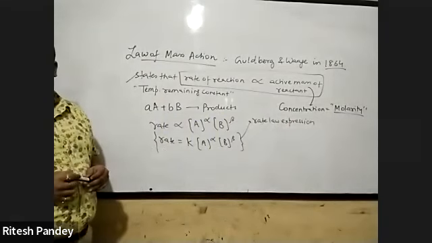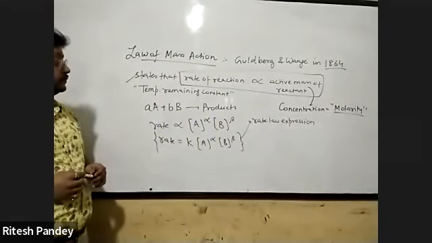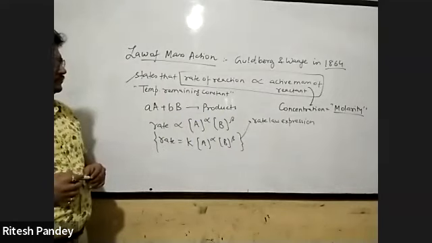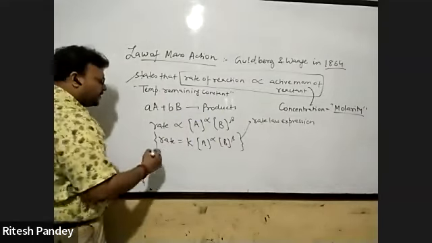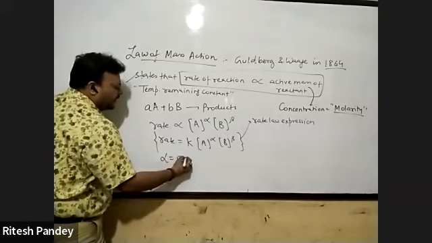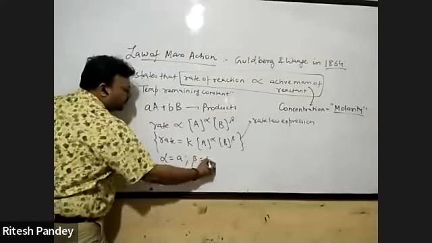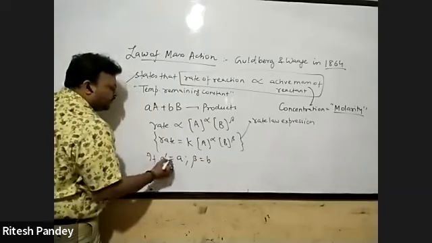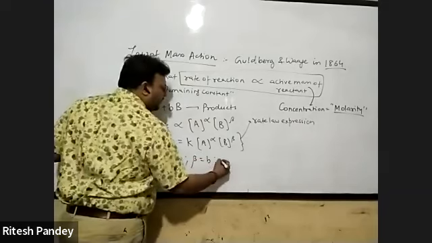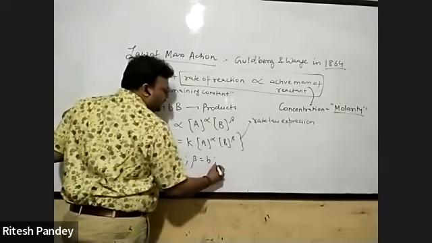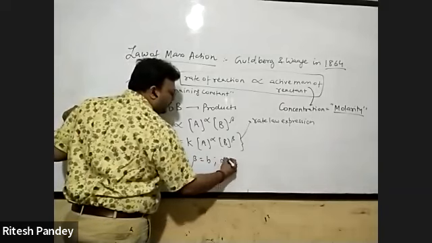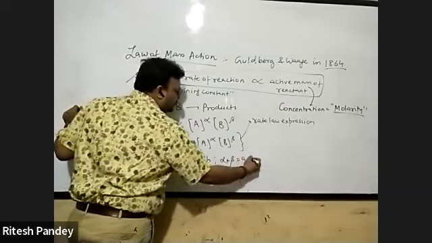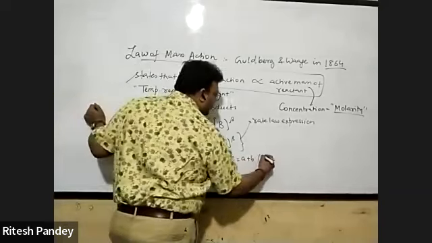Sir, is alpha beta the smallest one? Sorry? Alpha beta does have a stoichiometric correlation. This alpha is expected to be a, this beta is expected to be b, and if alpha is equal to a and beta is equal to b, or if alpha plus beta is equal to a plus b, you call it an elementary process.